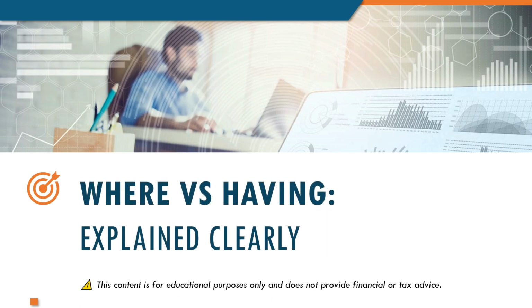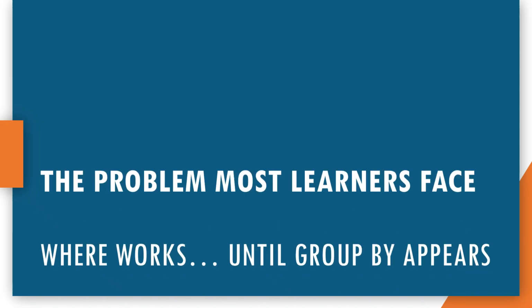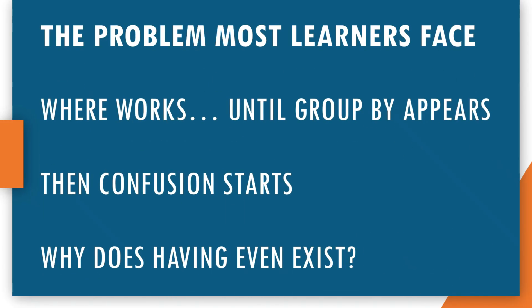If you have ever written a query and thought, why is this not working after group by? This video will fix that confusion once and for all. Most learners understand where quickly. It filters rows, simple and clean. But once group by enters the query, suddenly the logic changes. Errors appear, results look strange. This is where confusion starts. In this video, we will explore the real difference between where and having. By the end, you will know exactly when to use each one and why the database behaves this way.